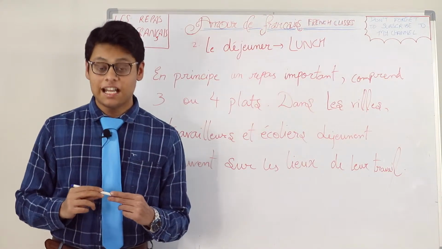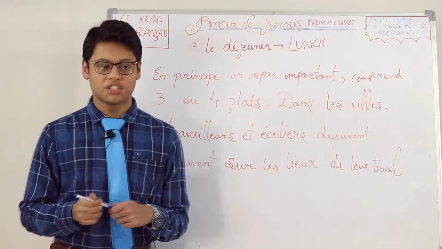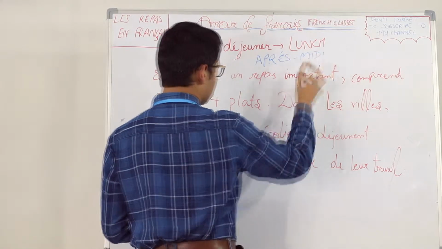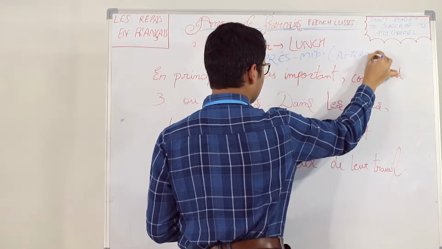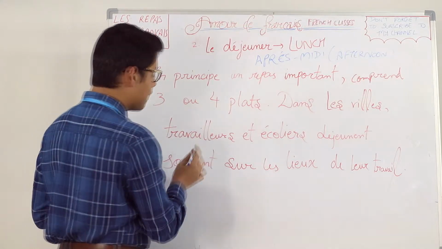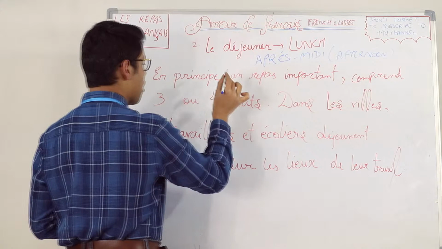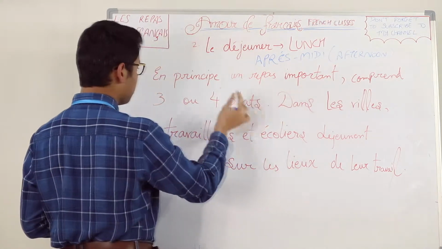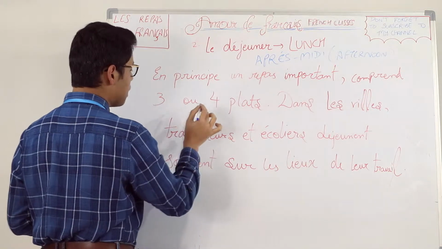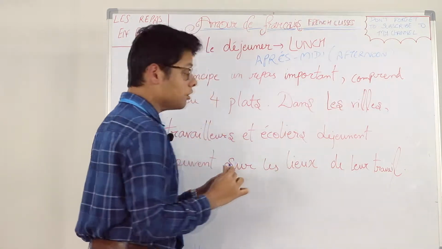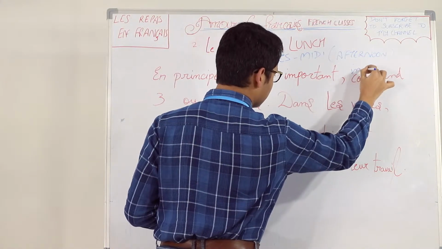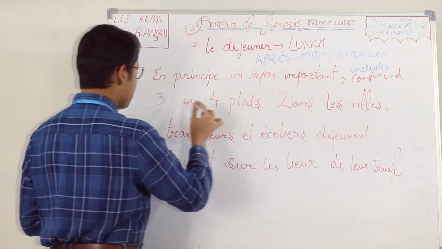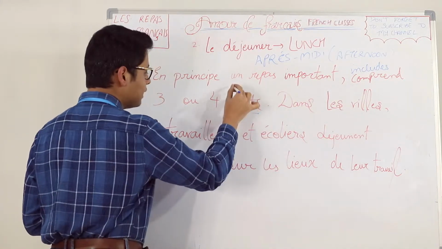Now, the second meal of the day, that is le déjeuner. Déjeuner or the lunch. When do we take lunch? In the afternoon, that is l'après-midi. It means afternoon. So now, let us start translating this paragraph which I have written just now. En principe, un repas important. It's an important meal. Comprend 3 ou 4 plats. Comprend here does not mean understand, here it means includes. So, the lunch or the déjeuner includes 3 or 4 dishes. Plat means dish.